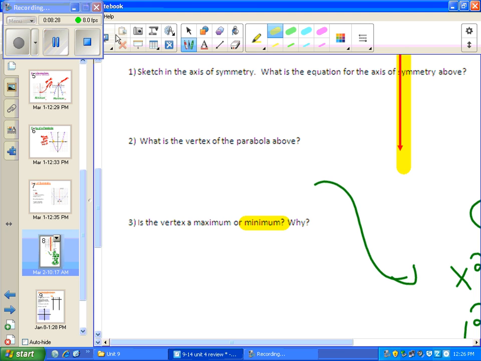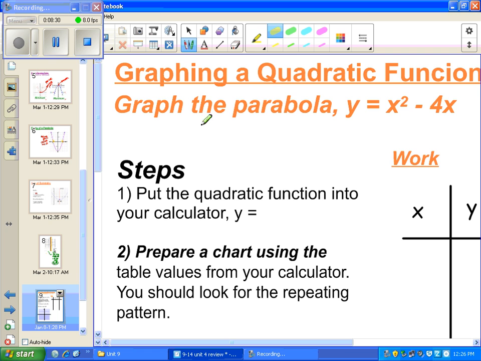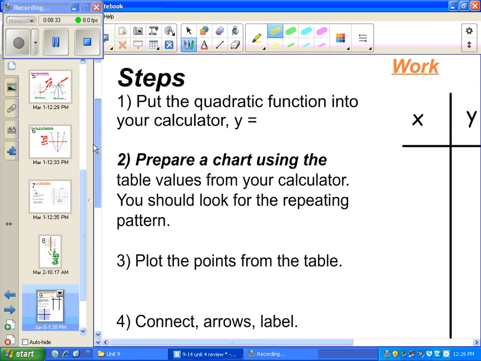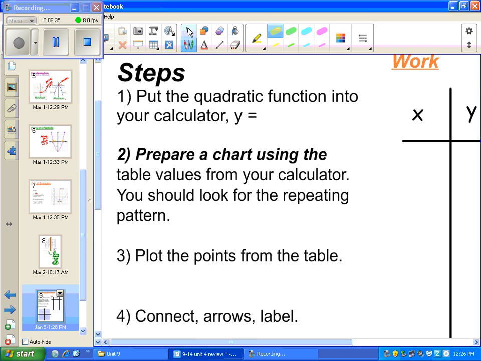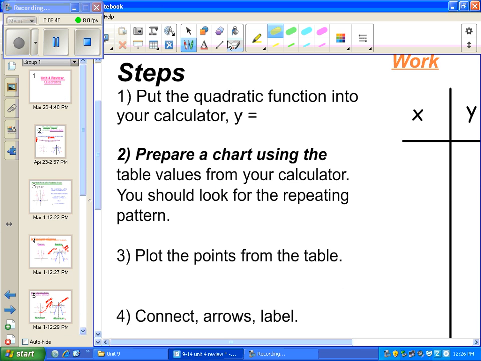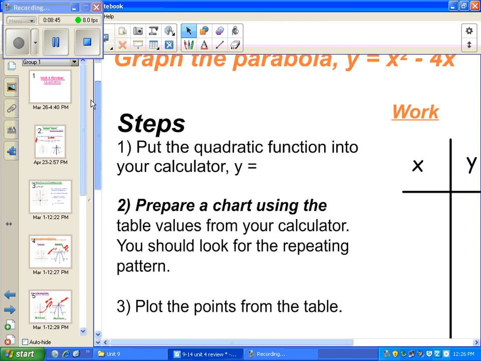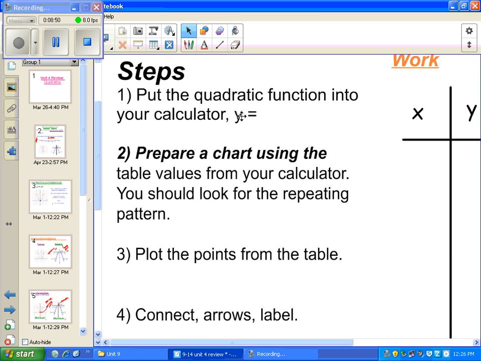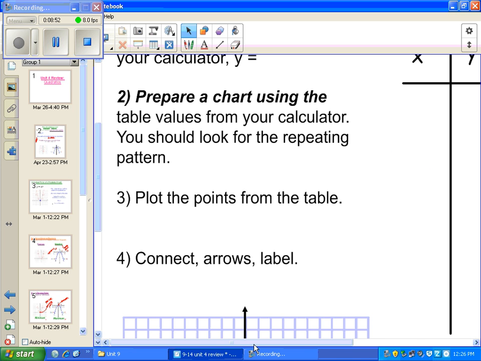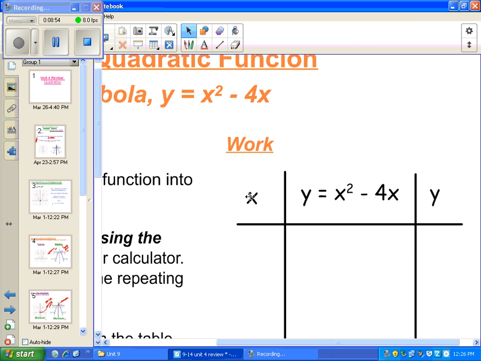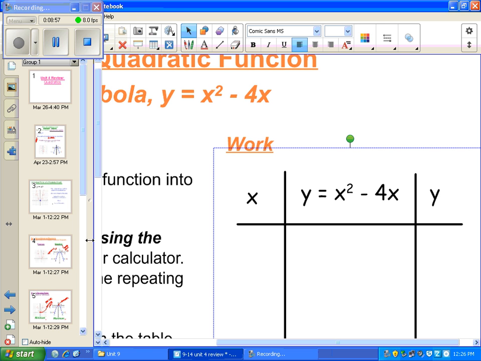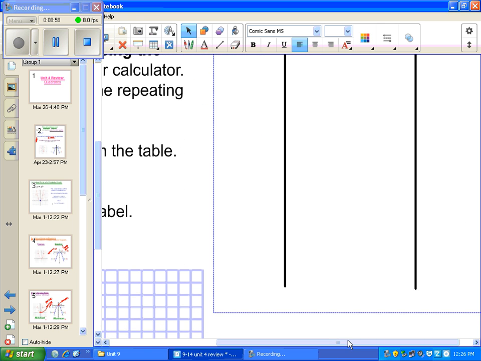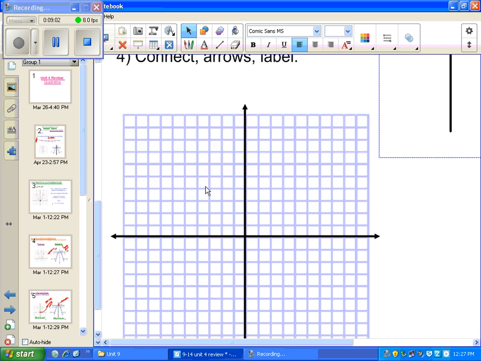All right, next thing, graphing. So this basically tells you how to graph the parabola. What you want to do is put the equation in y equals. Our example was y is equal to x squared minus 4x. You want to put that in your calculator, and then you're going to prepare a chart. So here would be your chart, x and your equation y, and then what you're going to do is plot all your points from the table, and you're going to connect your arrows.